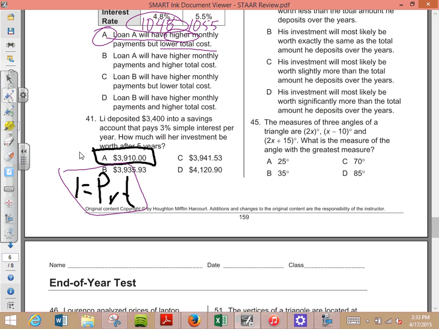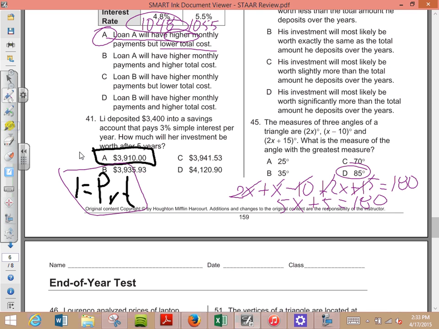Use 1,000 because it helps. In this one, you just put it all: 2x plus x minus 10 plus 2x plus 15 equals 180. You combine them, you get 5x plus 5 equals 180. You solve for x and you get 35. Plug it back into one of them, and the largest one will be 185, right? I think it's the last one, right?